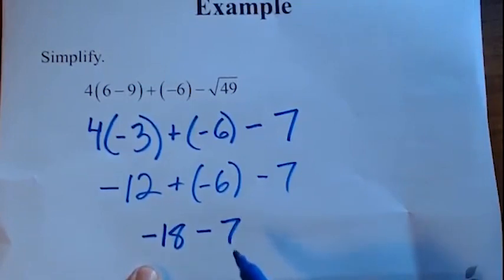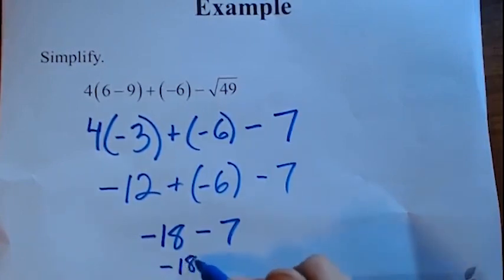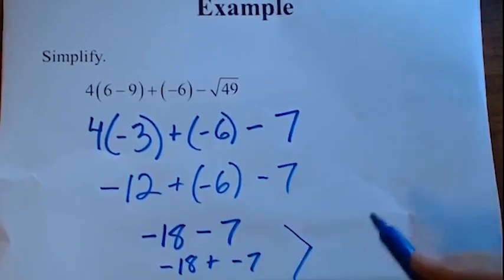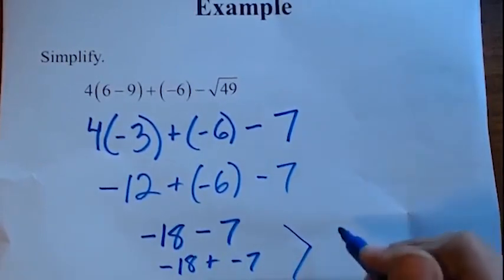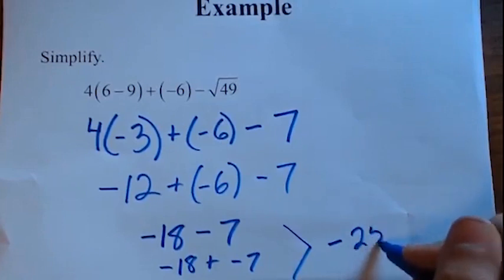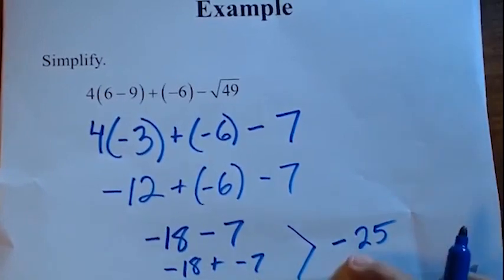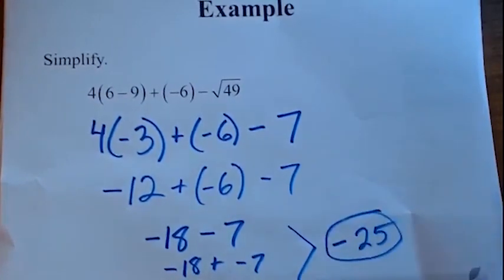Minus 7, we're getting more negative. We can also think of this as negative 18 plus negative 7. Either way, we're going to get an answer of negative 25. 18 plus 7 is 25. The numbers we're adding are both negative, so it's a negative 25.